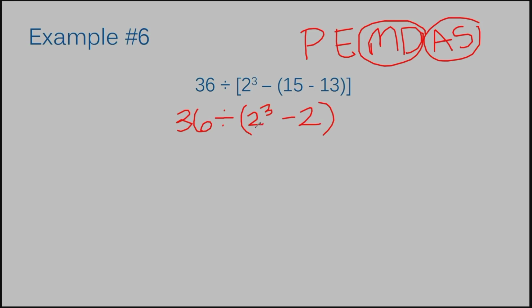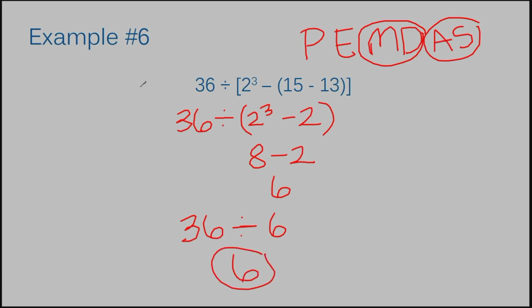Now let's solve 2 to the third power minus 2. 2 to the third power is 8. I need to rewrite my subtract 2. 8 minus 2 is 6. Now I need to rewrite my entire problem, but instead of writing my parentheses portion, I'm going to write 6. So I have 36 divided by 6. 36 divided by 6 is 6. So the answer to example number 6 is 6.